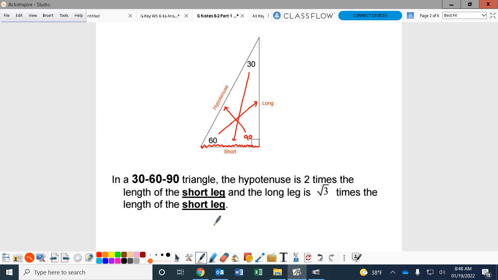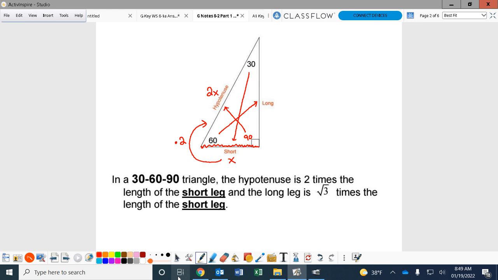Okay, here we go. Here's the rule. If this short leg is x, some unknown amount, and we want to go from the short leg to the hypotenuse, you are going to multiply by 2. You're just going to double it. So this hypotenuse right here would be 2x. So guys, if the short leg is 5, how long is the hypotenuse? 10. That's it. Double it. It's twice as long.